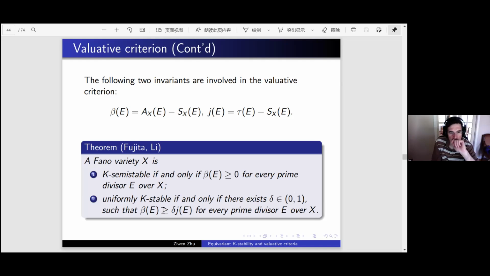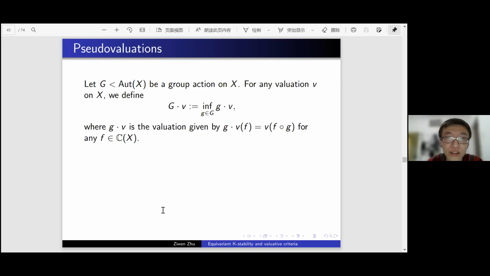All right, so this is the valuative criterion. So I think maybe I want to move a little bit faster. So yeah, let me just double check. So my talk should end at 50, right? Okay, yeah, so now maybe I want to just talk about this, the equivariant valuative criterion right now.